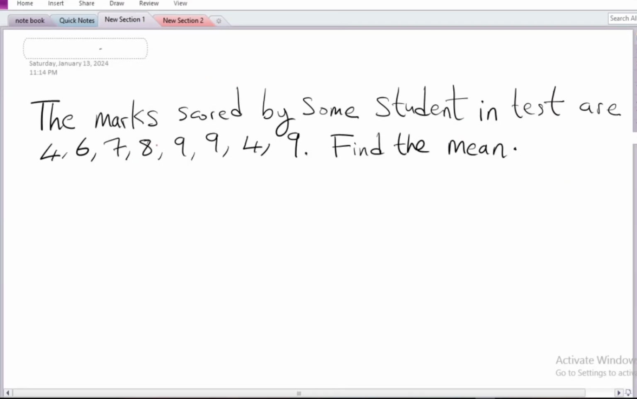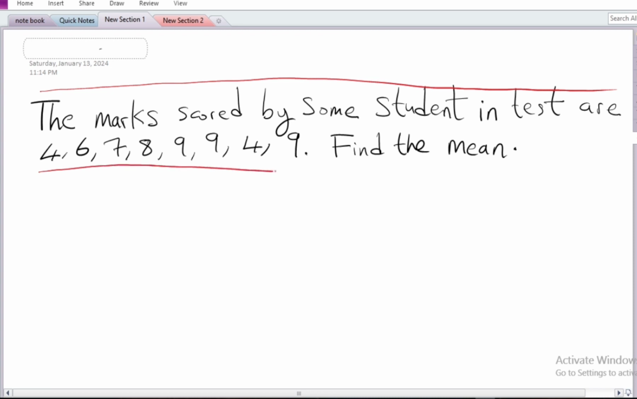Alright guys, so today we're looking at a mean question. It says that the marks scored by some students in a test are 4, 6, 7, 8, 9, 4, 9, and we're being asked to find the mean. So we're being asked to find the mean in this question. So how do we go about this?